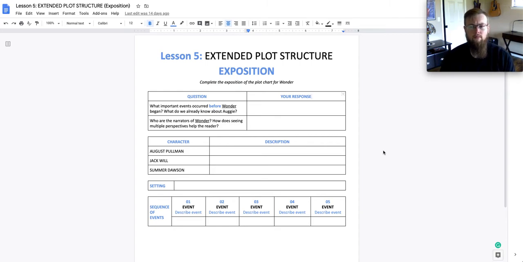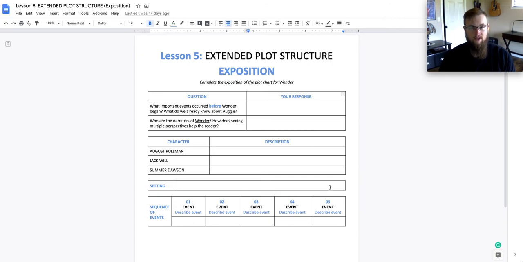The second part is describing some of the main characters of Wonder. Obviously you have August Pullman, Jack Will, and Summer Dawson. Those are the big 3 musketeers, if you will. What you're going to do is describe them. What do they look like? What are some of their major motivations? What do we know about them? My main requirement is that I want you to identify them as either a round or a flat character. Round means you learn a lot about them. Flat means they stay stagnant and you don't learn a lot about that character. So the 3 things you have to do are: what do they physically look like, what have we learned about them, and are they round or flat?